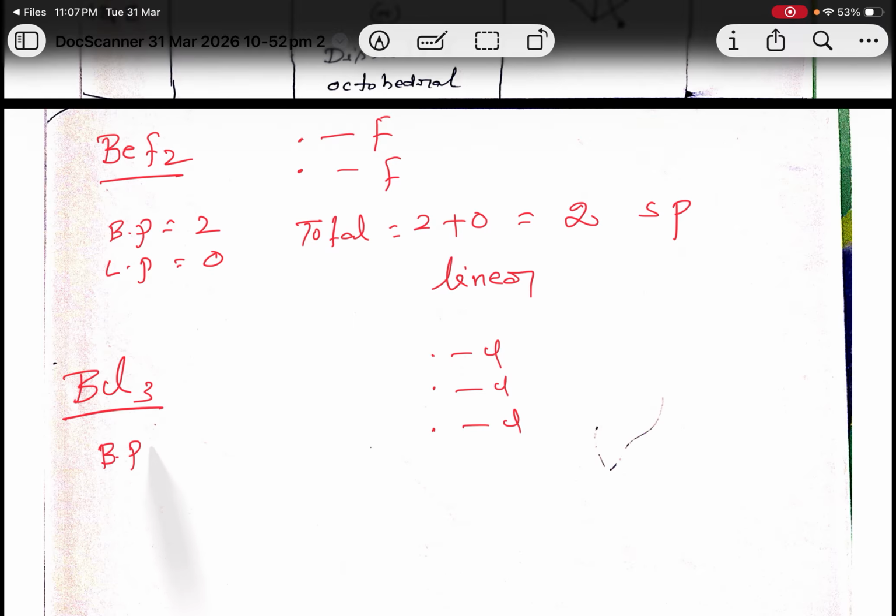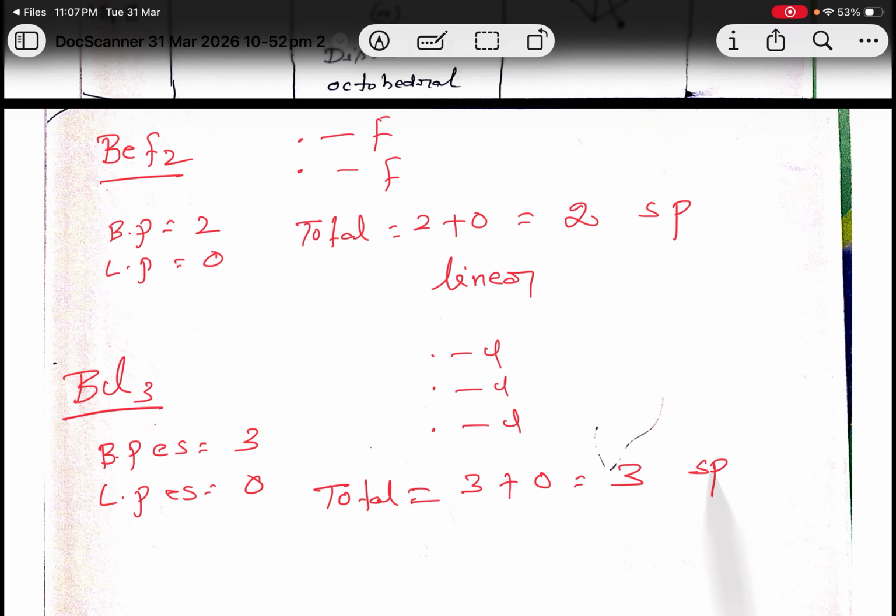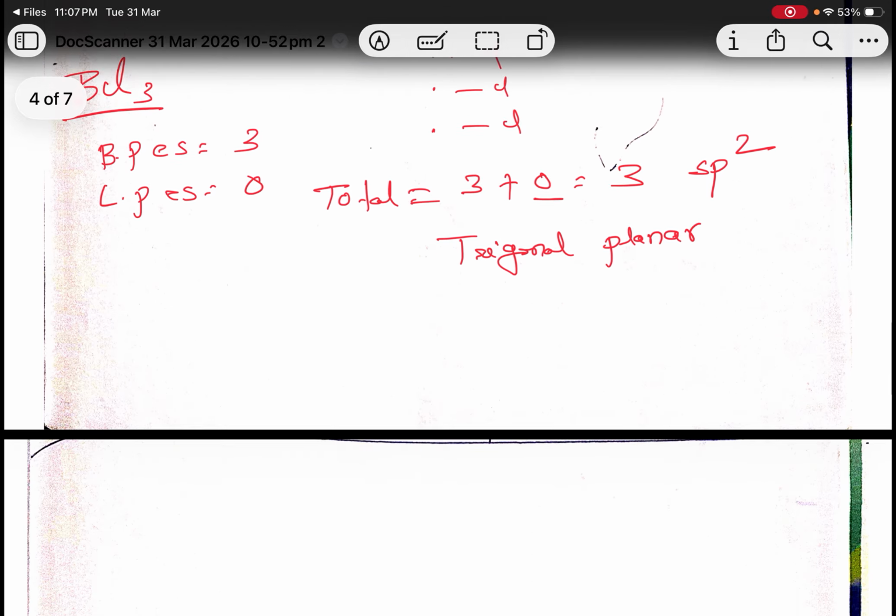So here bond pair of electrons are equal to 3. Lone pair of electrons means 0. So total equals number of bond pair of electrons 3, lone pair of electrons 0, total 3. 3 means sp2 hybridization. sp2 hybridization with 0 lone pairs means the shape of the molecule is trigonal planar. Similarly, you can determine the hybridization of any molecules.